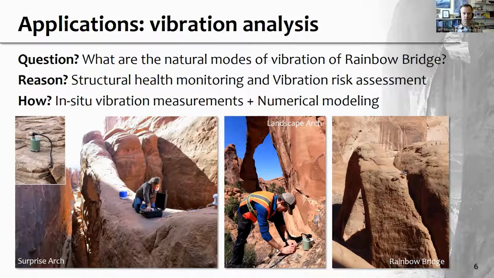That's what you see down here in the images. For this, we use a seismometer. Here you see our seismometer. It's a very sensitive, very expensive instrument, used normally for measuring earthquakes. We place it on the arch being assessed. Here's Landscape Arch, another arch within Arches National Park. The instrument's just under this bucket. We leave it there for an hour or more and just collect this ambient vibration data. That means we don't excite the arch in any way.